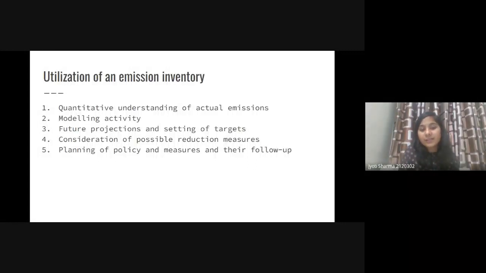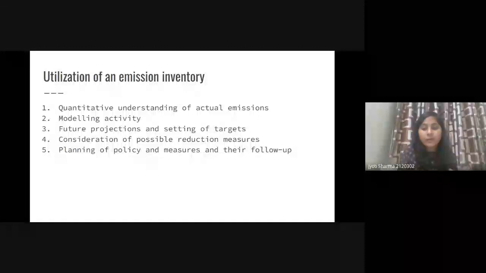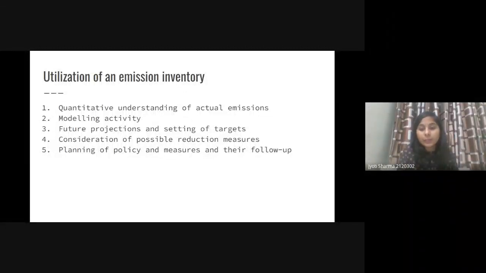Then the future projection and the setting of the target. If you have an emission inventory, let's say for 20 years, and you know that your carbon dioxide because of the transportation is increasing, then you may have some future projection with the help of the air modeling, and you can also set some target. If it is increasing and your carbon dioxide will increase, then you must have the target to reduce it. So how will you reduce it? You must have some kind of mitigative options for that. So you can set some target if you have the value of the emission. Okay, so that's why also you must have the emission inventory.